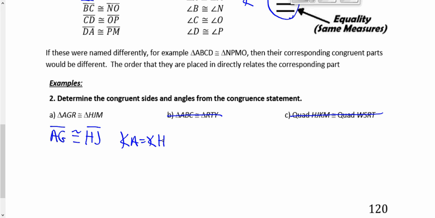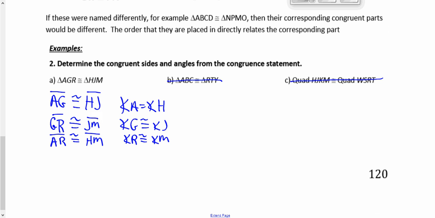And I'll put mine up in a sec. All right, does everybody look like what I have up there? Three pairs of congruent sides corresponding, right? Those are the corresponding sides, right? And three pairs of congruent corresponding angles. We good with that? Okay?